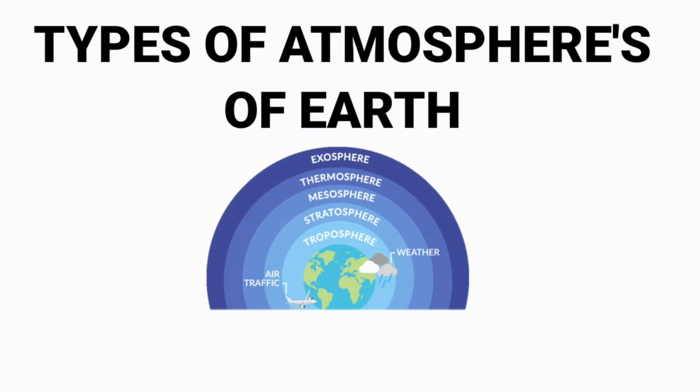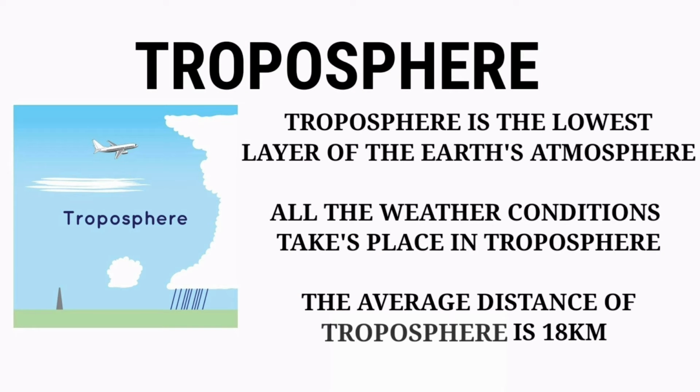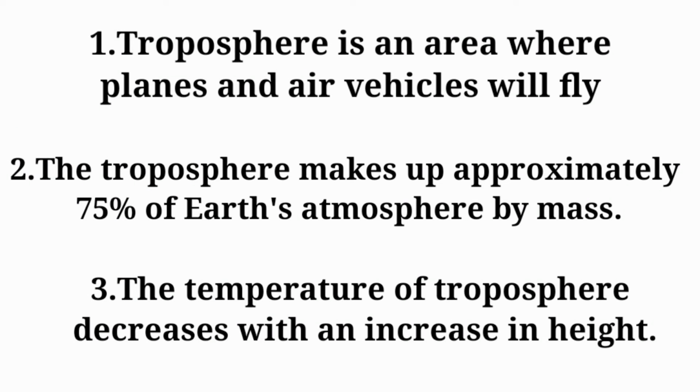Types of atmospheres of Earth. The troposphere is the lowest layer of Earth's atmosphere. All the weather conditions take place in the troposphere. The average distance of the troposphere is 18 km. The troposphere is an area where planes and air vehicles fly.